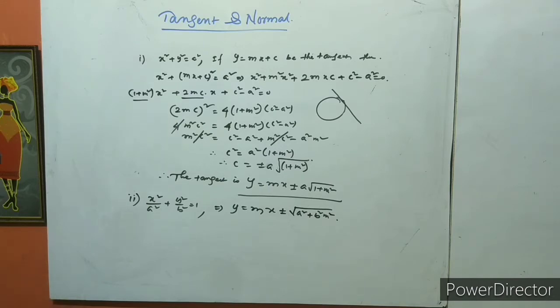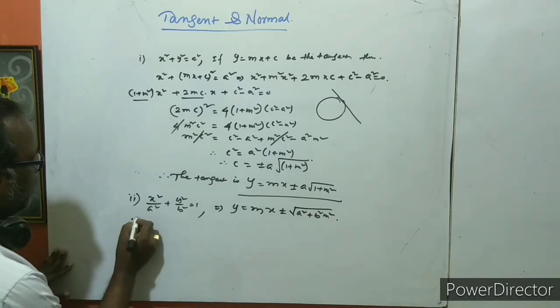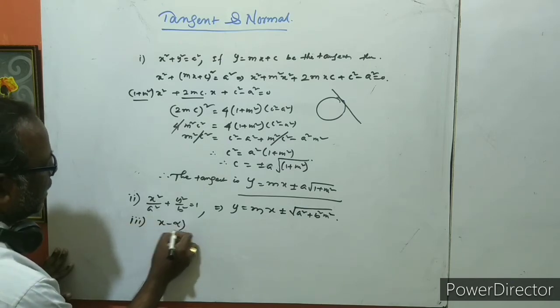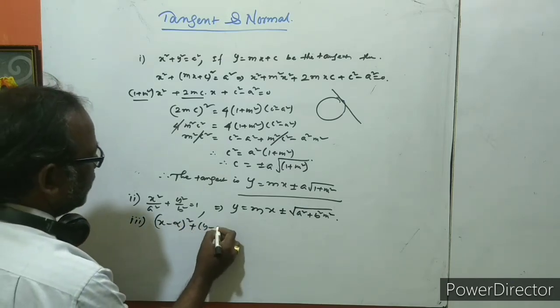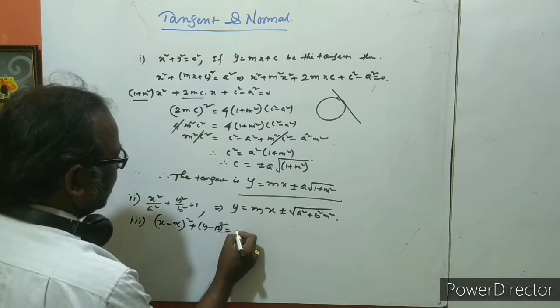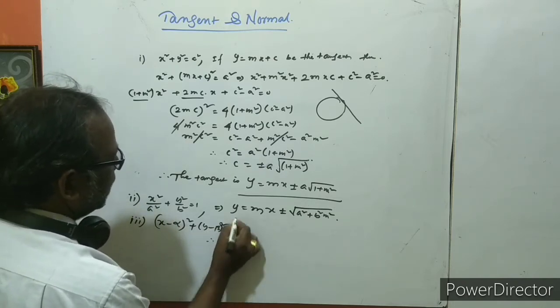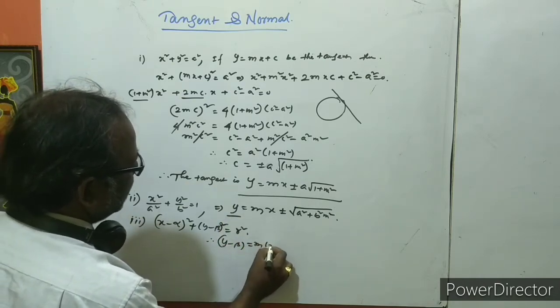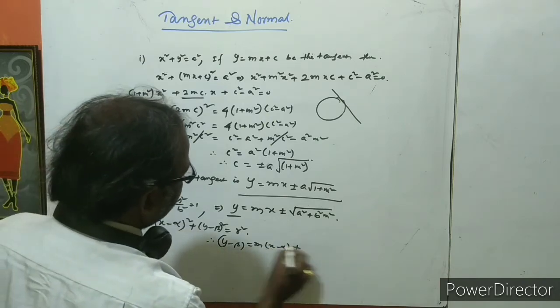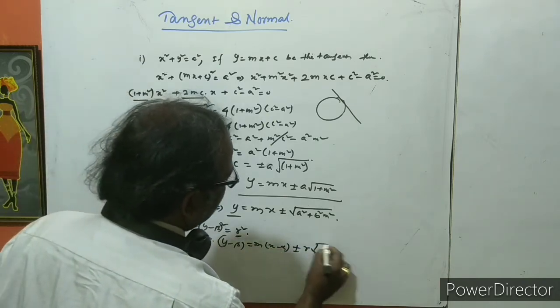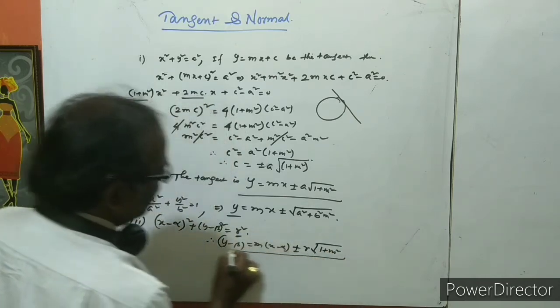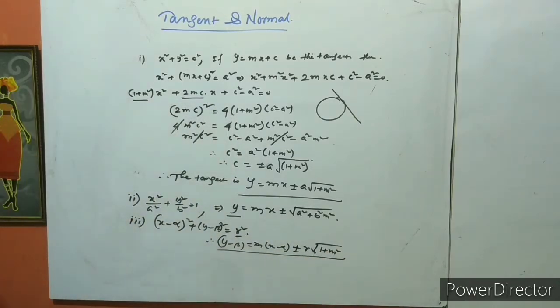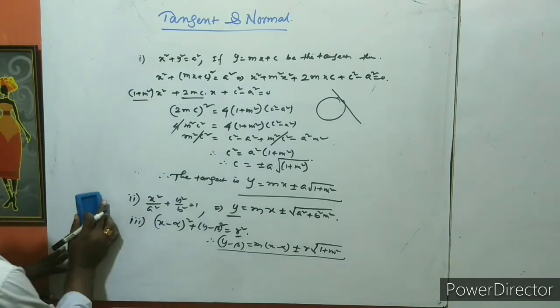In case of a circle, if the circle is in the form (x minus alpha) whole square plus (y minus beta) whole square equal to r square, we can write y minus beta as it is, equal to m times (x minus alpha) as it is, plus or minus r root over 1 plus m square. Using this formula we can solve problems of tangent and normal. Now some points I want to introduce through an example.